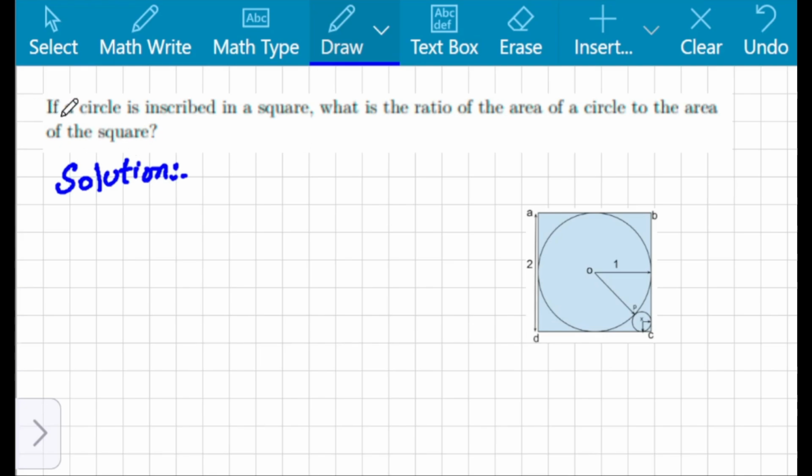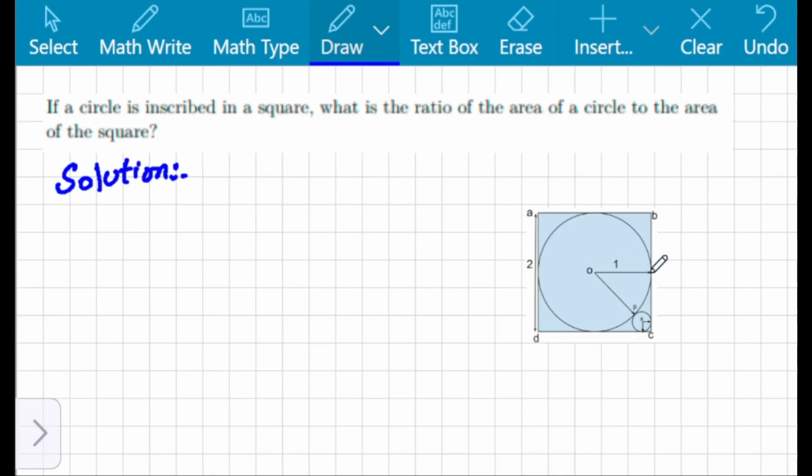We have the question: if a circle is inscribed in a square, what is the ratio of the area of the circle to the area of the square? So we have in the diagram a circle inscribed in a square. We consider that if the radius of the circle is 1, then the side of the square will be 2, because from the center to any point on the circle it is the radius.